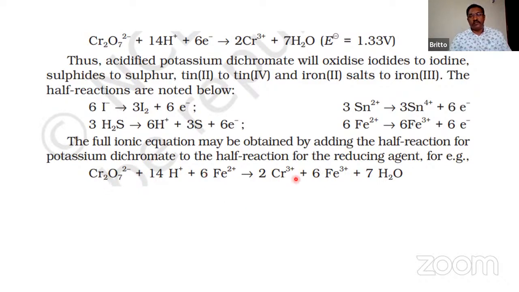with iron reactions. So Cr2O7 2 minus plus 14H plus is already there, and the electrons just cancel out. Left side, right side: 6Fe2 plus gives 2Cr3 plus, 6Fe3 plus, 7H2O. This is the balanced redox reaction for oxidation of Fe2 plus to Fe3 plus by potassium dichromate. Okay, so remember that one. So balancing it is easy only.